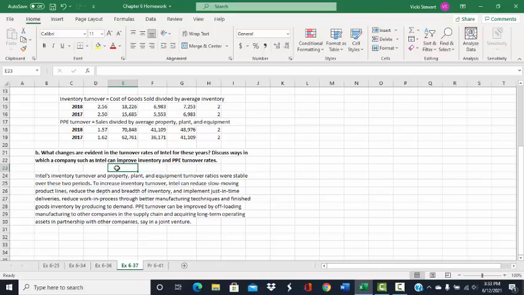You can reduce your work in process through better manufacturing techniques so that you're speeding up the manufacturing process, and you can reduce your finished goods inventory by just producing based on orders, sales orders that you've already received, instead of producing a large number of items and then waiting for a sales order.